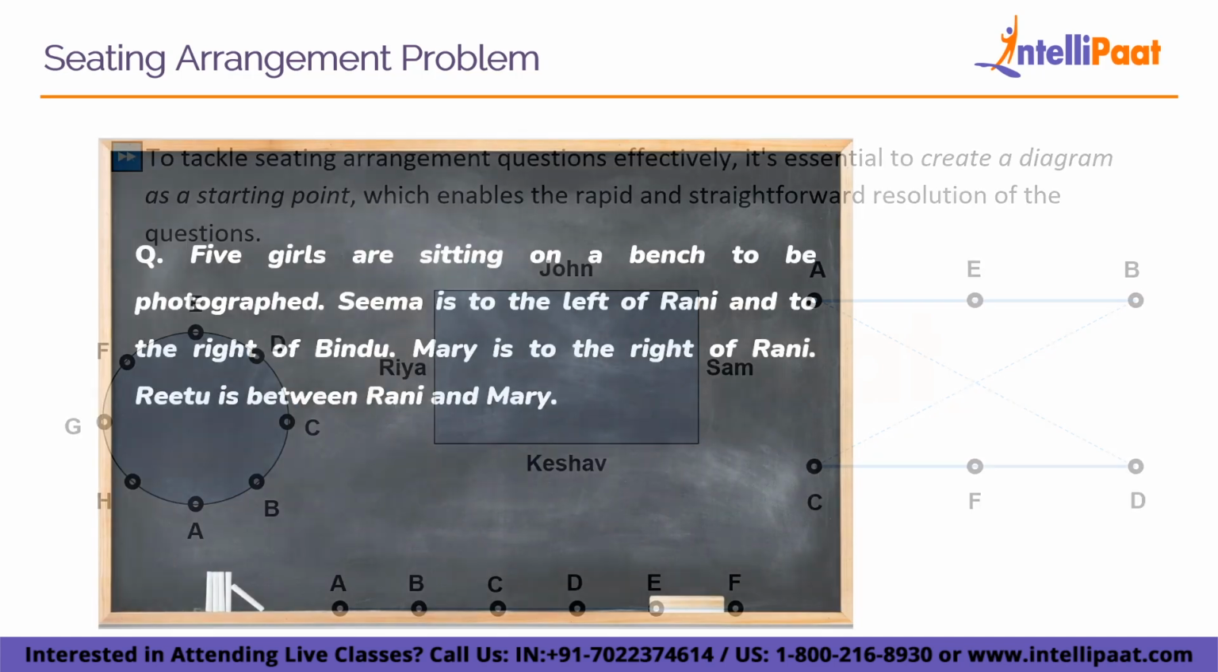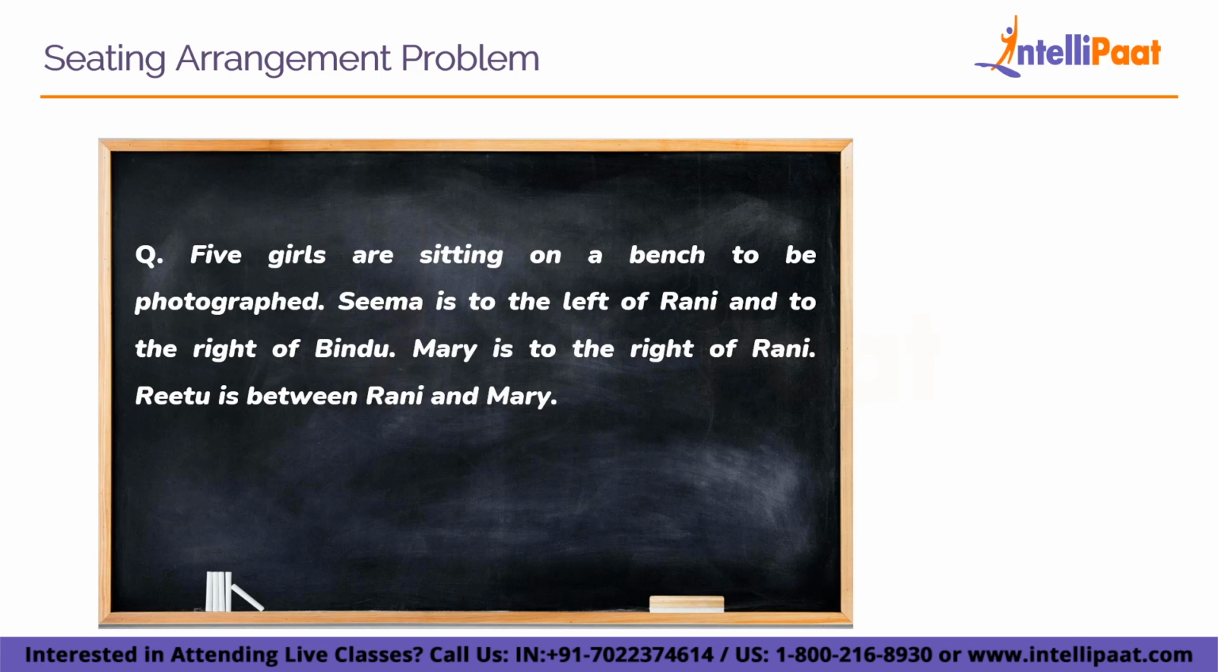Now let's jump on to our first problem, and the question here is: 5 girls are sitting on a bench to be photographed. Seema is to the left of Rani and to the right of Bindu. Mary is to the right of Rani and Ritu is between Rani and Mary. So here we have been given some information, and according to this information we have to show the final sitting arrangement of these 5 girls, right? So now let's make a sample diagram, and with the help of the information provided, we make a final diagram.